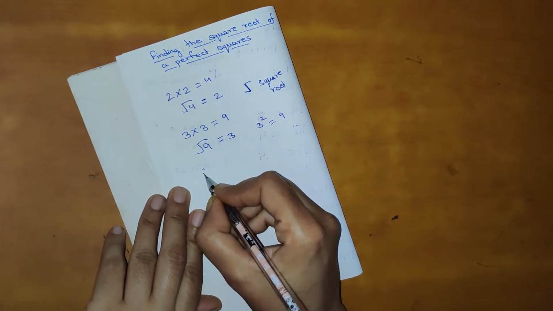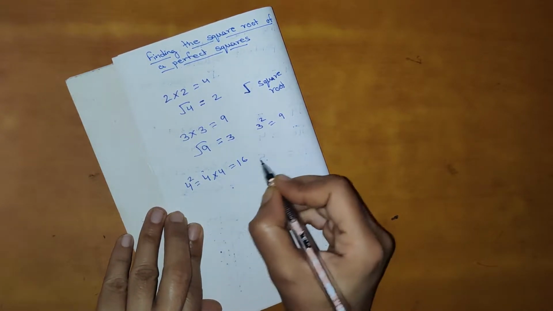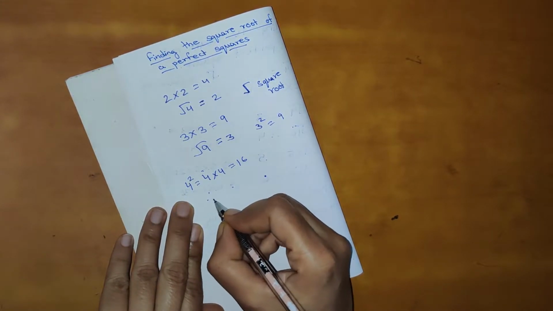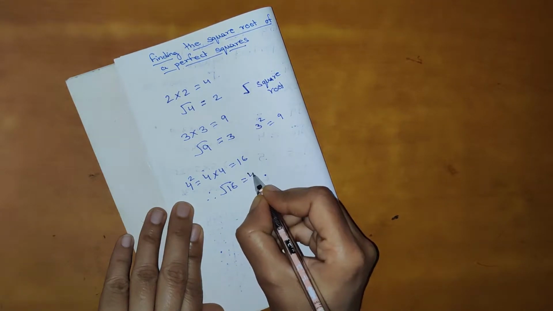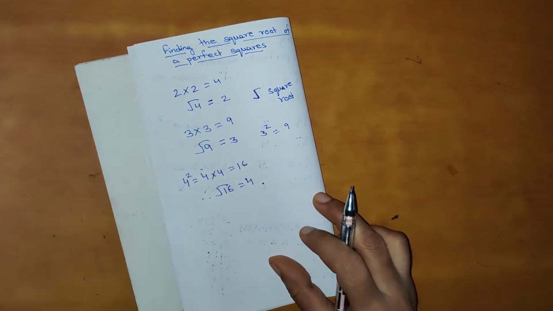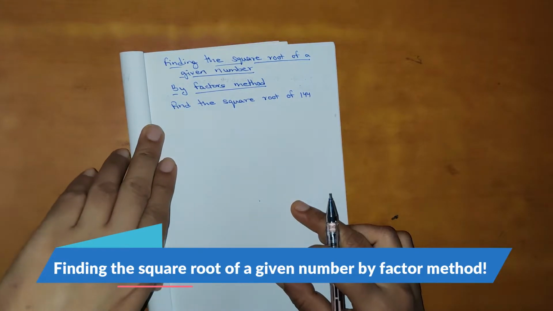Again, if you see, 4 4s are 16. That is, the square of 4 is 16. Therefore, root 16 is equal to 4. So this is the perfect square. Now, how to find the square root of a given number by the factors method.